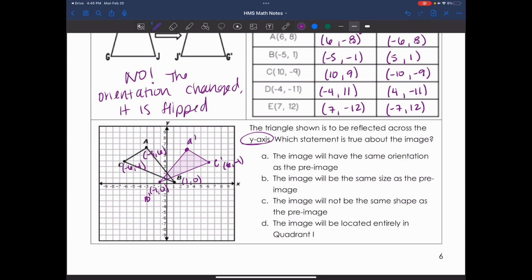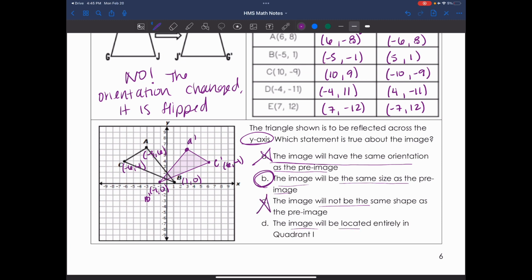Now going through which statement is true about the image. A, the image will have the same orientation as the pre-image. Well, that's not true. It's literally the opposite orientation. The image will be the same size as the pre-image. Well, I do know that that is true, but let's keep going. The image will not be the same size. Well, that's a lie. Yes, it is.